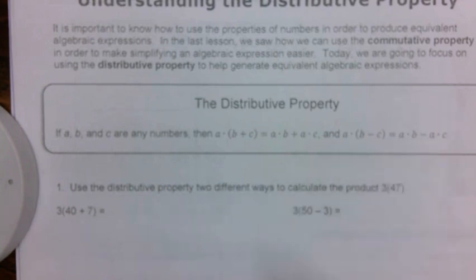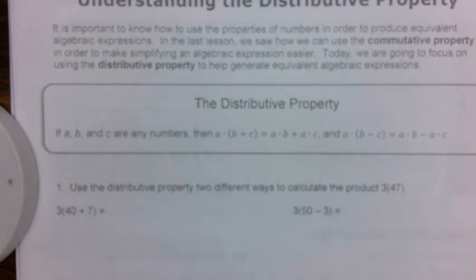You used the distributive property in earlier grades to help you with multiplication. In our first example, it says to use the distributive property two different ways to calculate the product of 3 times 47. We all know the algorithm to do the multiplication of 3 times 47, but we're going to show how to make it a little easier by breaking 47 up two different ways. 47 can be written as the sum of 40 plus 7, or as the difference of 50 minus 3.